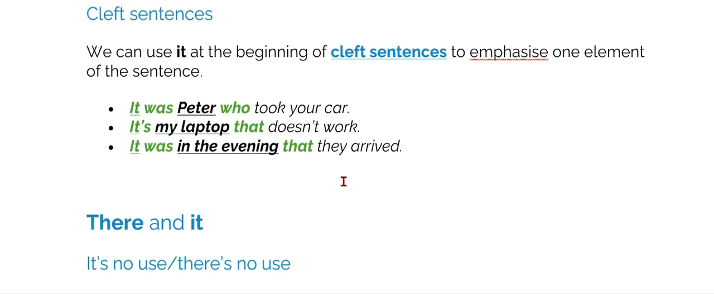We can also use it at the beginning of a cleft sentence to emphasize one part of a sentence. For example, it was Peter who took your car. Here I am emphasizing Peter. It is a dummy subject here. It's my laptop that doesn't work. It was in the evening that they arrived, and so on.